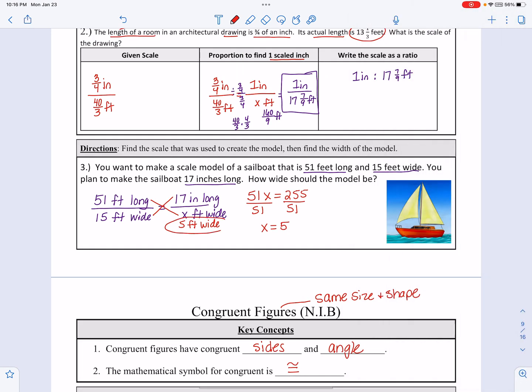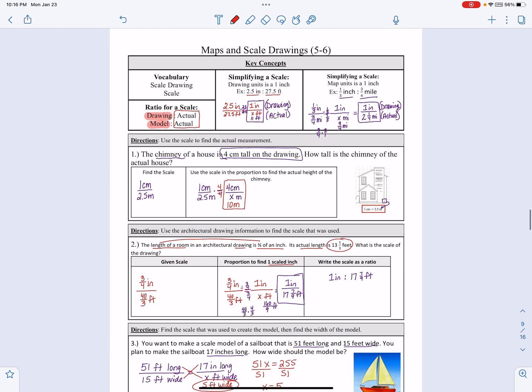Okay, and so here's the answer to my question. All right, that is it for maps and scale drawings.